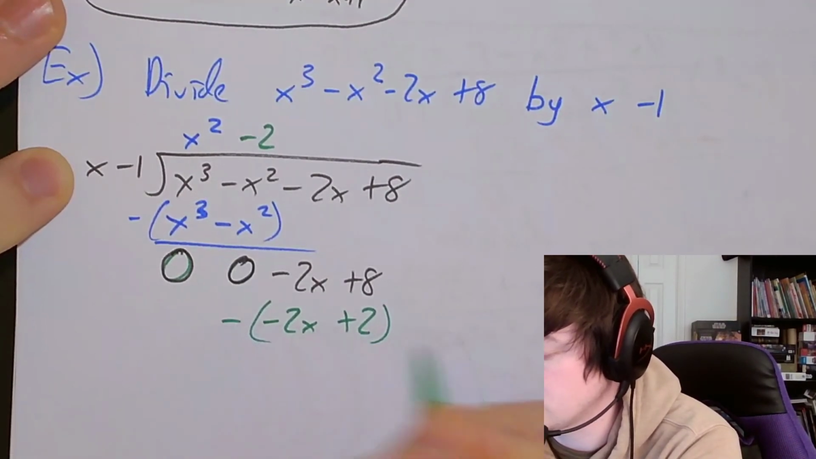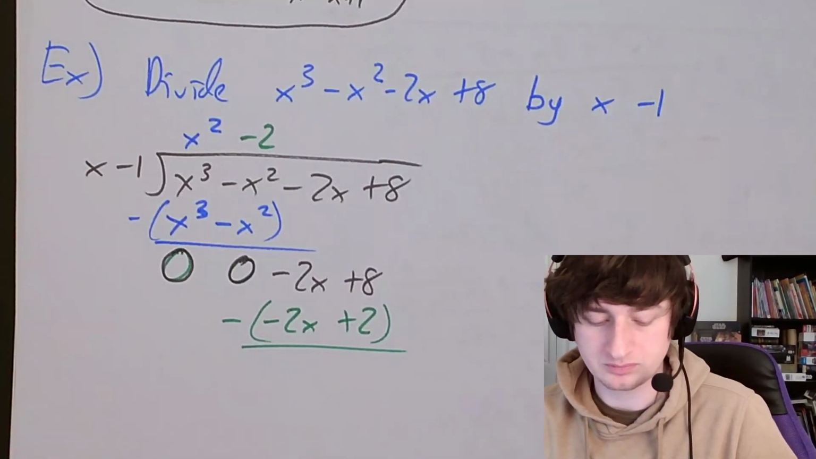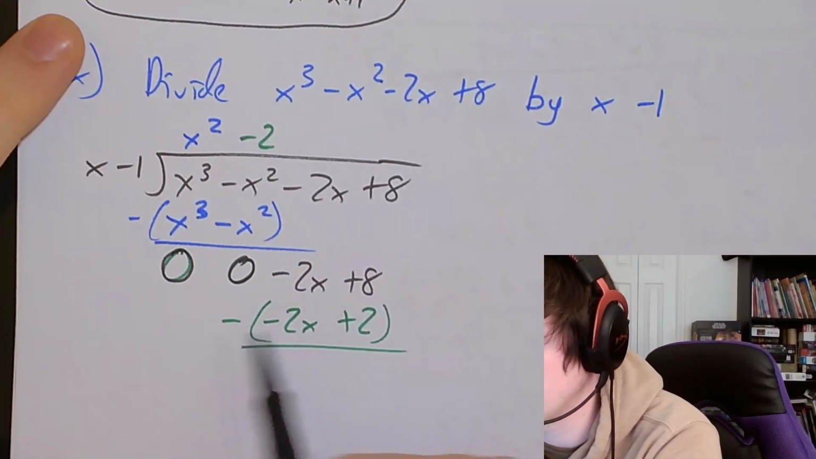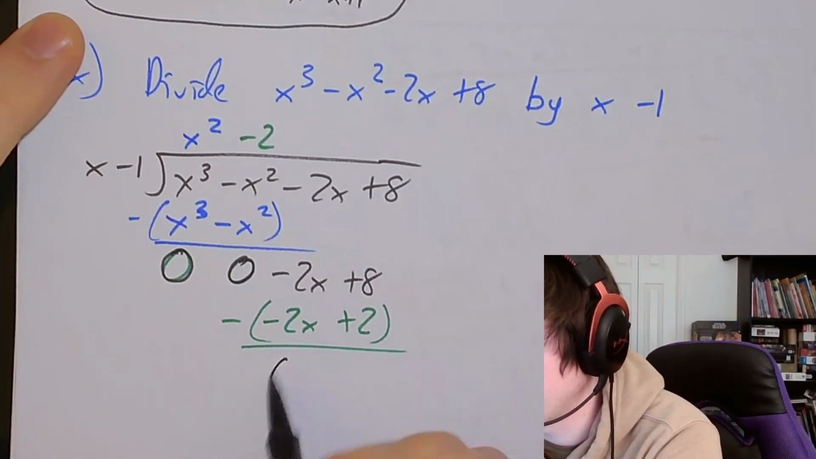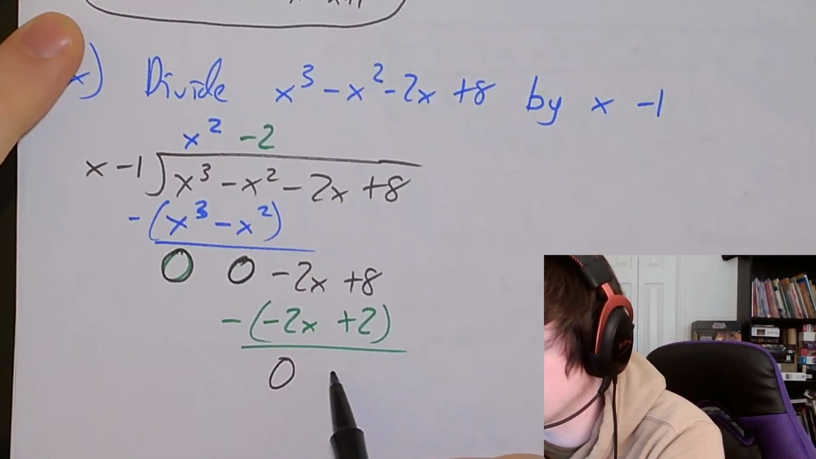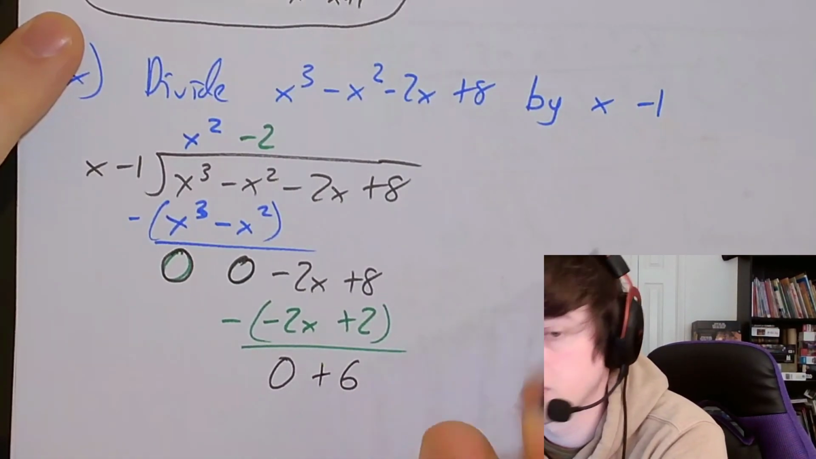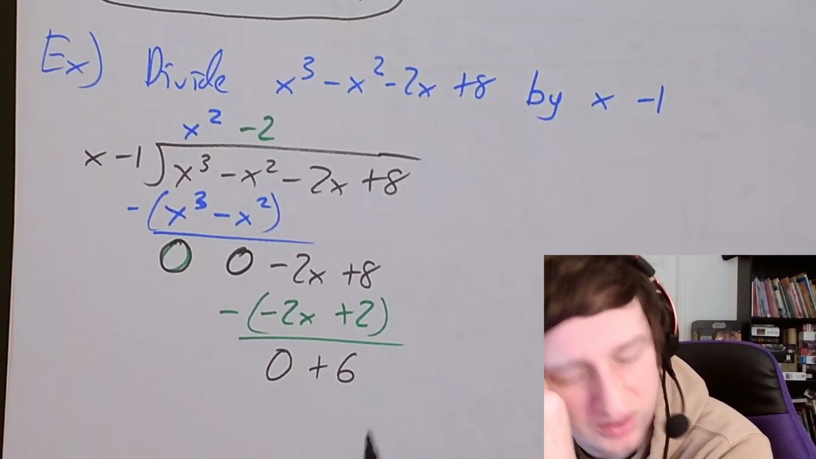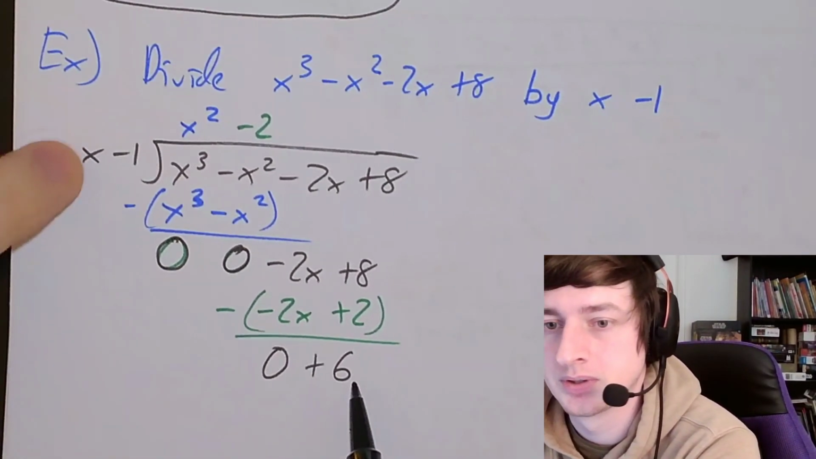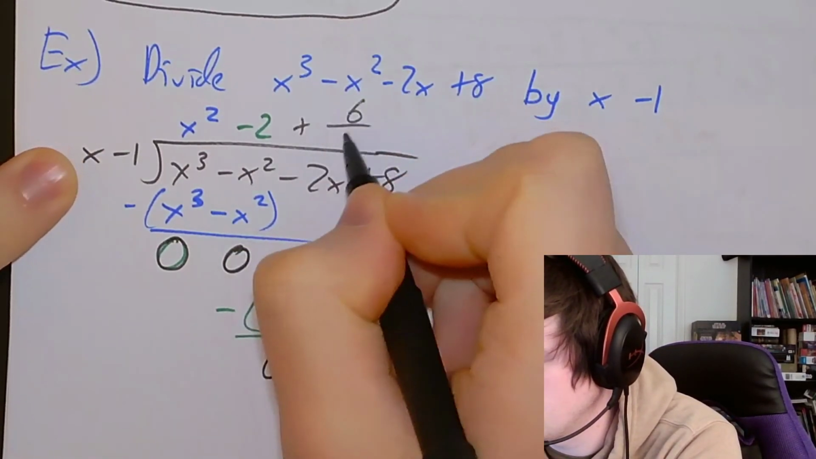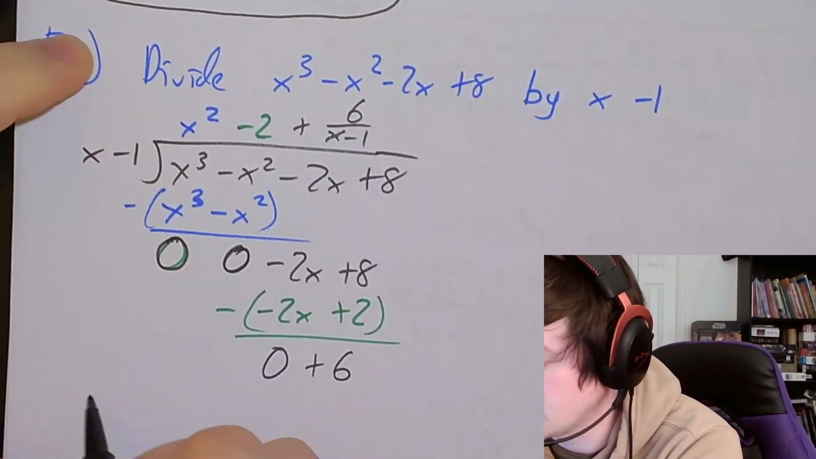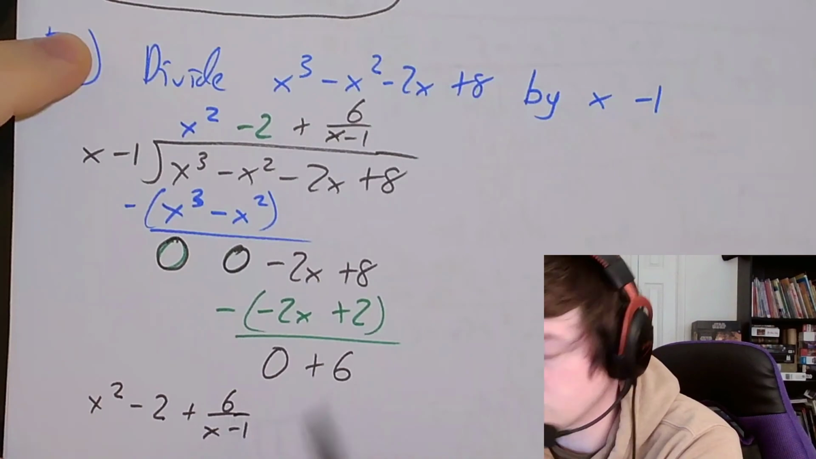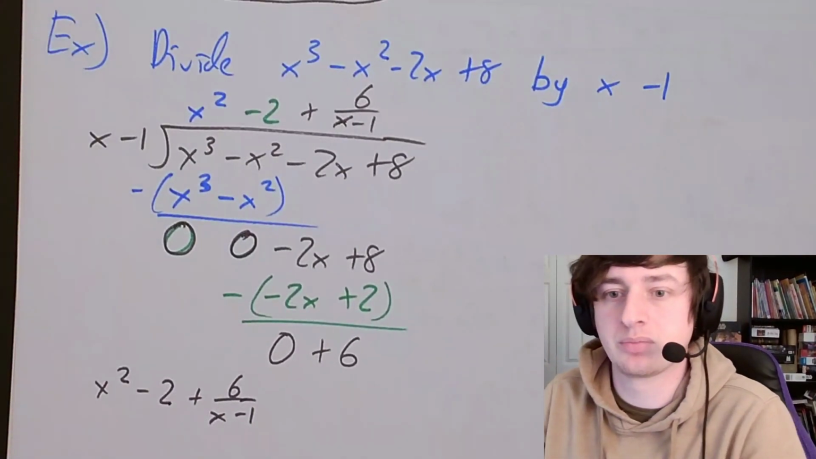We're going to subtract all of this, which means it's going to turn into addition. Right? Negative 2x plus a 2x turns into 0. 8 minus 2 turns into a 6. 6 is smaller than the x here. And so then we put plus 6 divided by x minus 1. And so our answer is x squared minus 2 plus 6 divided by x minus 1. Unless I messed something up, but I don't think I did.